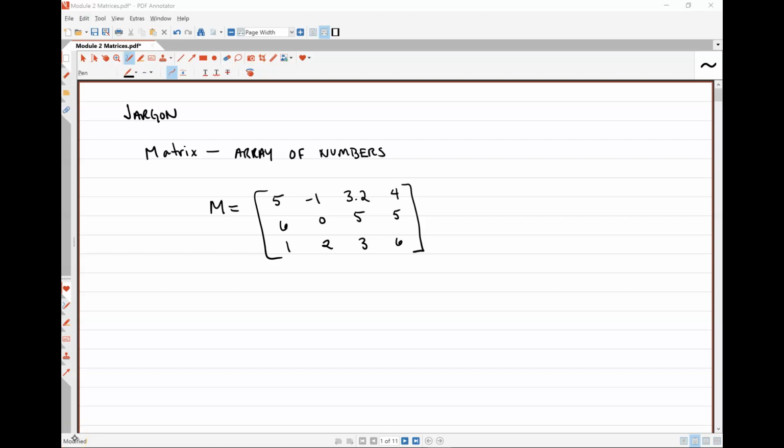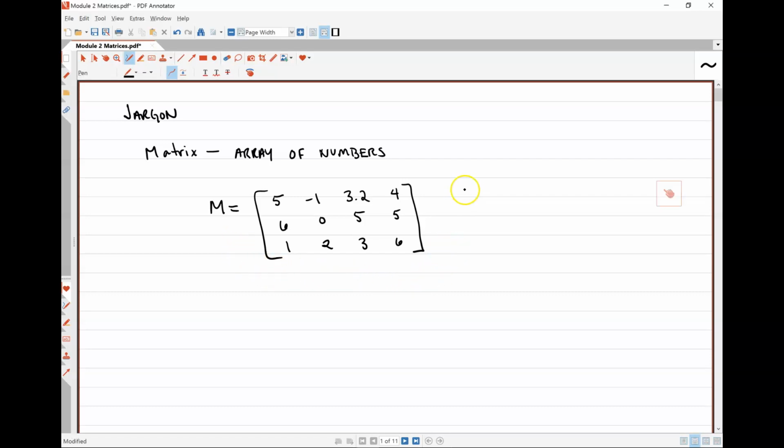In this video, we're just going to establish some of our terminology that we're going to use while we're talking about matrices for the rest of the semester. So let's just start off with the beginning. A matrix is just an array of numbers, like the one I've written down here.